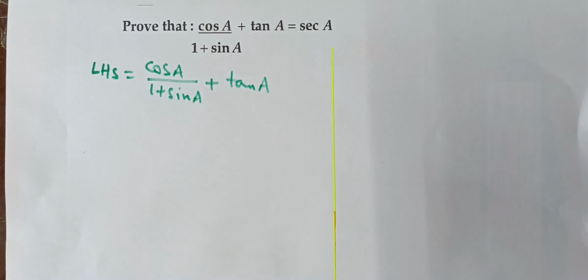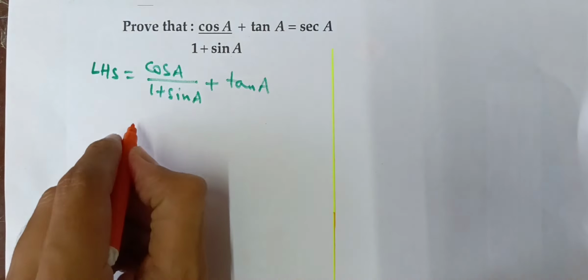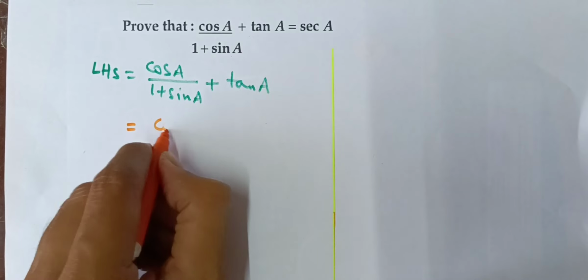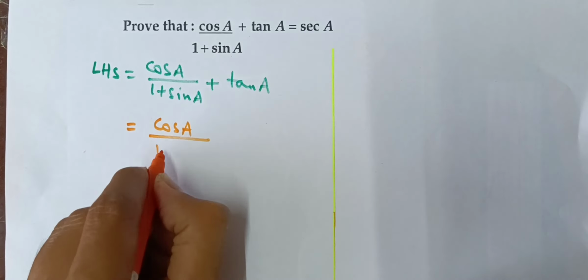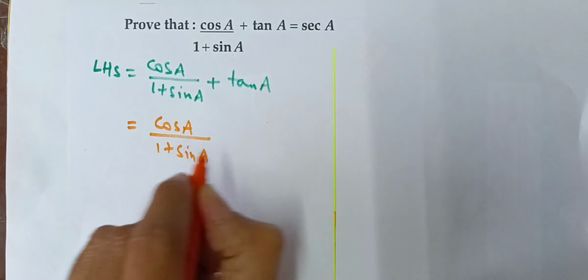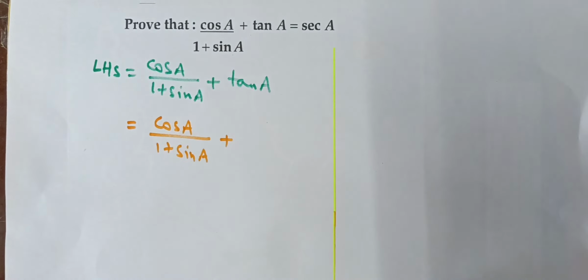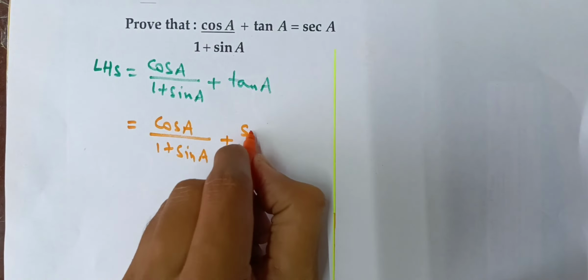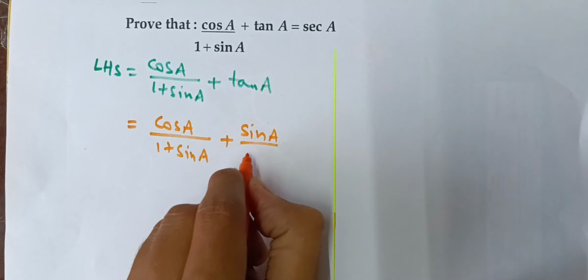So square relation is not possible. After that, second preference we have to convert in sine and cos. Here the first term is already in sine and cos form, so we write it as it is, cos A upon 1 plus sin A. The second term we can convert in sine and cos form by the first special ratio. So tan A can be written as sin A by cos A.